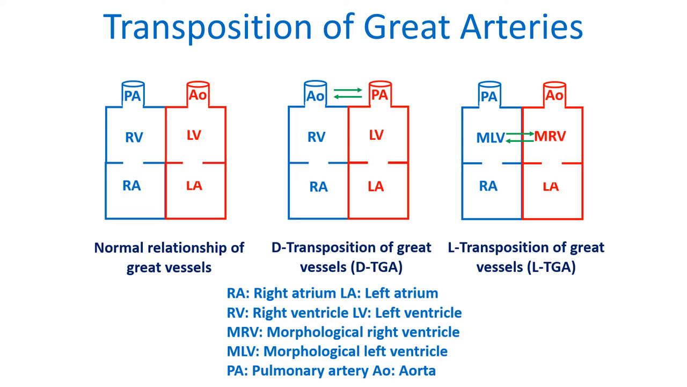Here is a diagram showing the comparison between normally related great vessels, D-transposition of great arteries, and corrected transposition of great arteries. The transposed ventricles in L-TGA are called morphological right ventricle and morphological left ventricle, as they are situated on the opposite side.